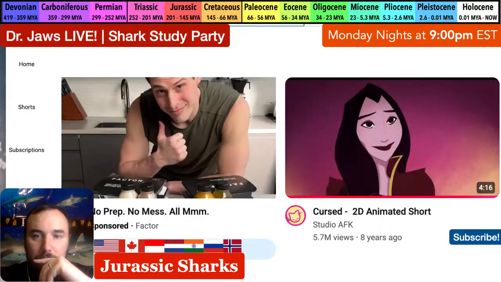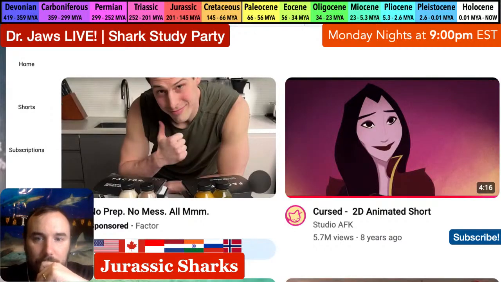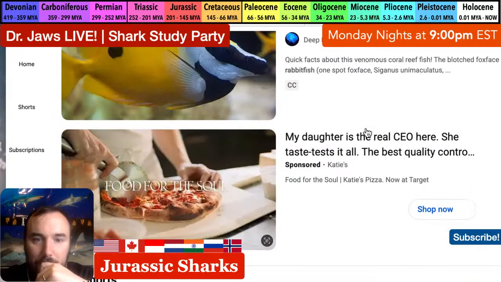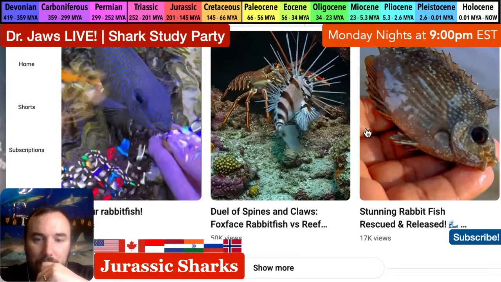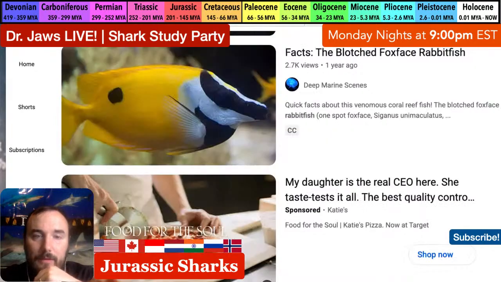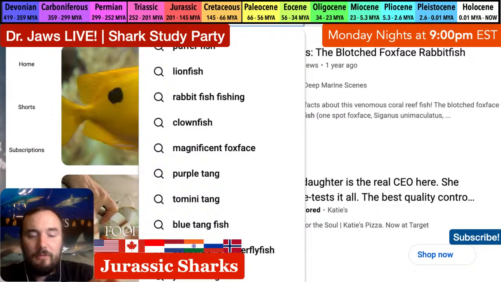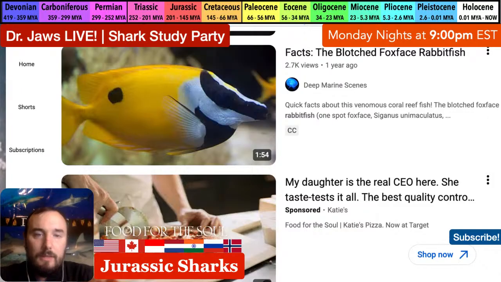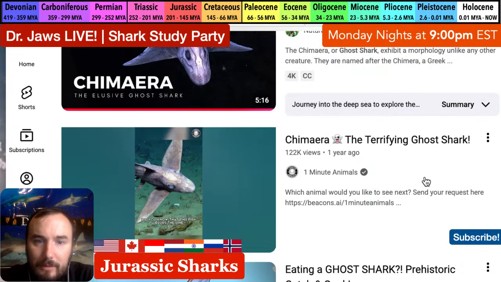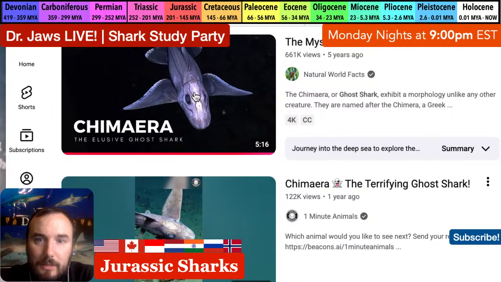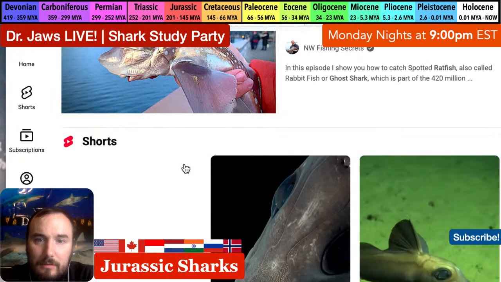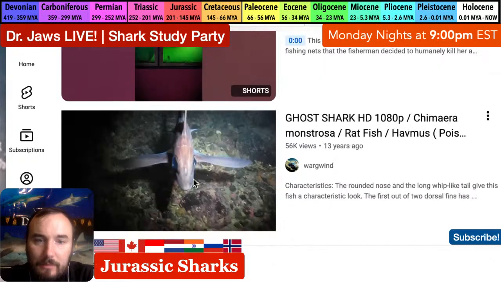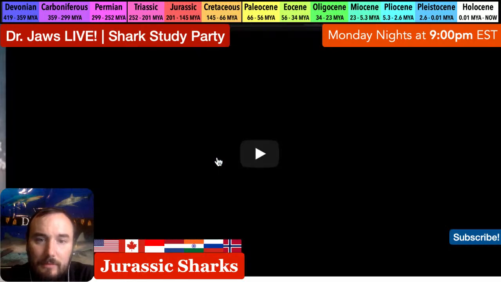Rabbitfish. Let's see. No, that's not a chimera. Let's do a ratfish, or we'll just do ratfish, ghost shark. Modern chimeras have a lot of fun names. Let's do this one. This one looks pretty good.